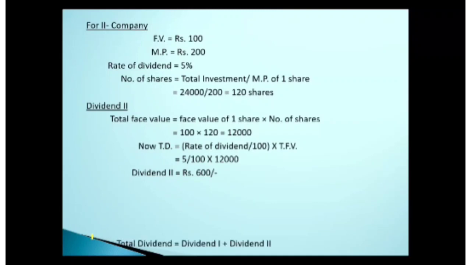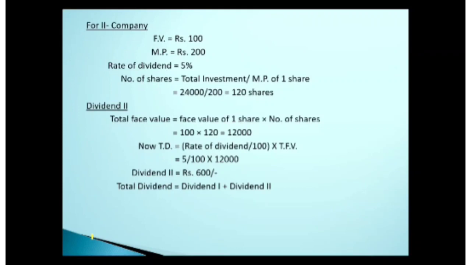But we are supposed to get the total dividend. So total dividend will be nothing but dividend from the first company plus dividend from the second company. So already we got the dividend from the first company to be 320, and right now we got the dividend from the second company to be 600. So if you add up, you will get the total dividend from both the companies together as rupees 920.